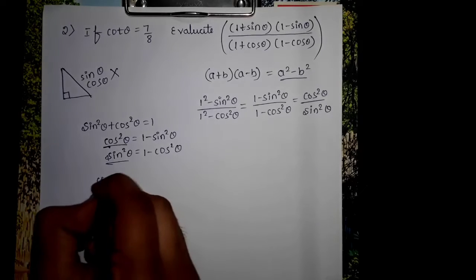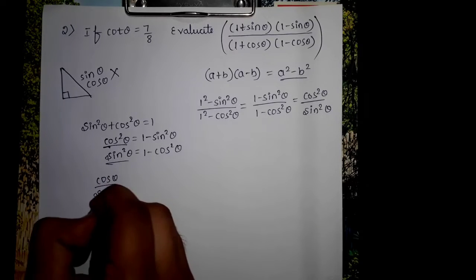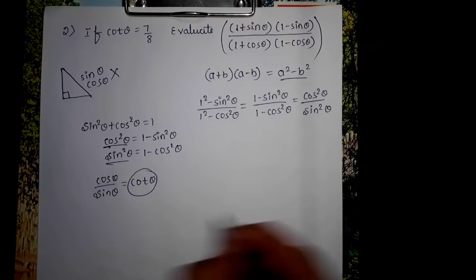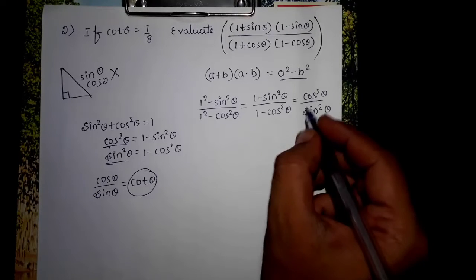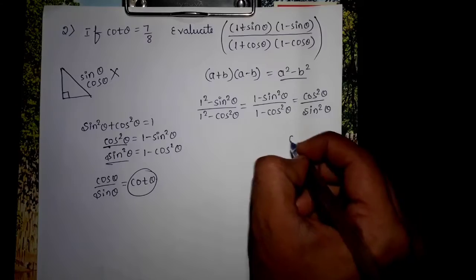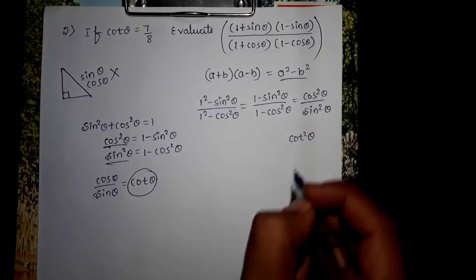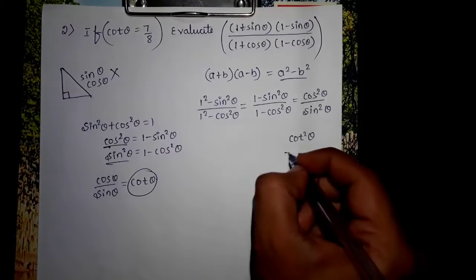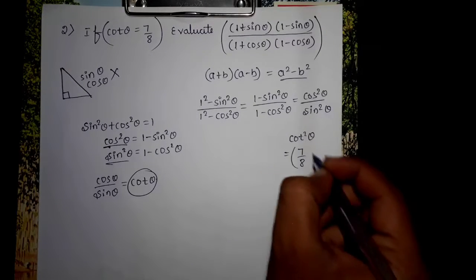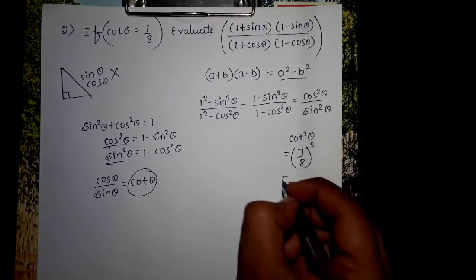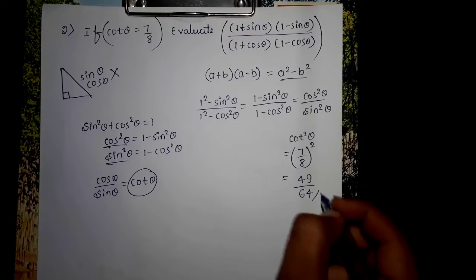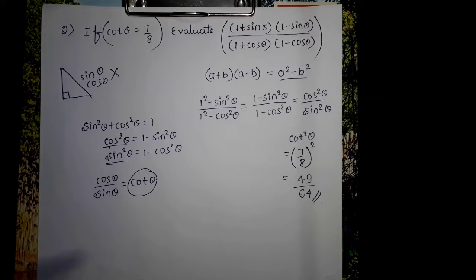What is cos theta by sin theta? It is nothing but cot theta. We know this ratio. Then cos square theta by sin square theta is cot square theta. What is cot theta? We have given 7 by 8. Then what is cot square theta? 7 by 8 whole square. That is nothing but 7 7s are 49, 8 8s are 64. This is the final answer. See how easy it is.